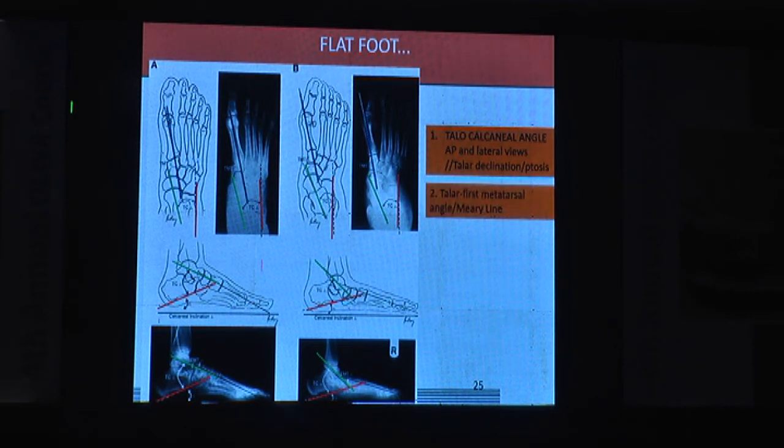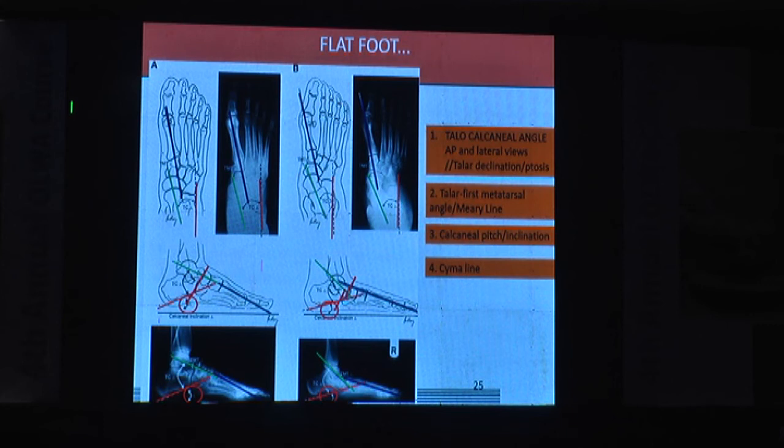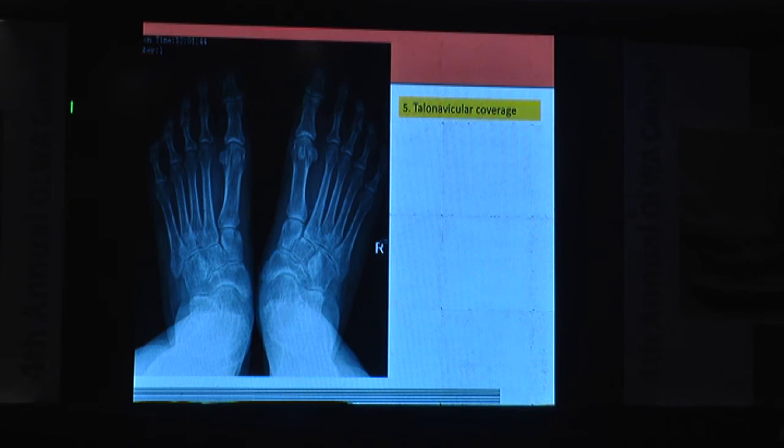Then the talar first metatarsal, this is the long axis of the first metatarsal, both in the AP as well as in the lateral view. The talus axis and the first metatarsal axis are practically parallel in normal people, while they will be deviating in cases of flat foot. Calcaneal pitch, Simon lines, other indicators of the severity of flat foot we need to look at when we are examining patients of flat foot.